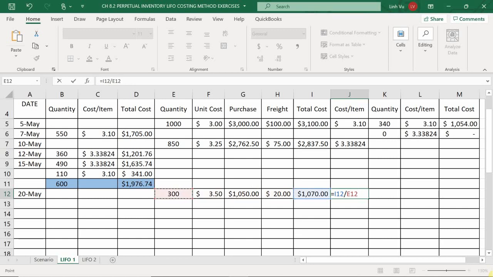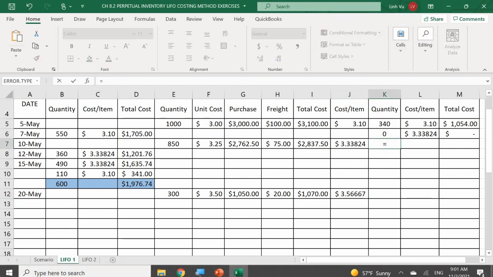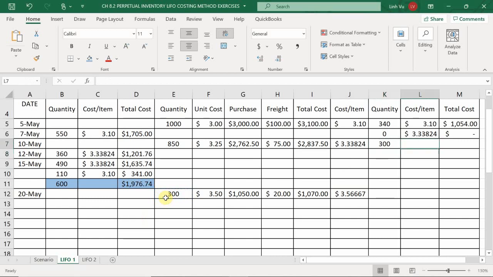So then what is my cost per item here? 3.5666667, right? Now in this case, I'm going to carry my batch of inventory just exactly like this. Because I cell referenced in my worksheet, I can't actually just eliminate it, because that's going to affect all the work that I have in my worksheet. So I'm just going to stack it in here exactly like how I purchased.